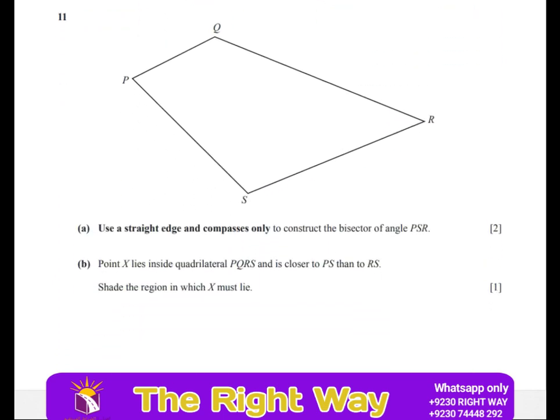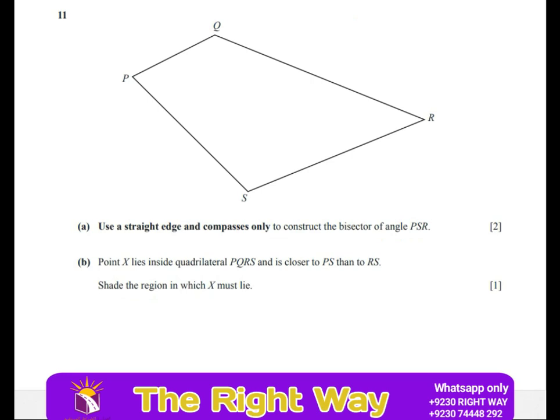Question number 11. Use a straight edge and compass only to construct the bisector of angle PSR. Point X lies inside the quadrilateral. So first of all, I am going to solve part A, then I am going toward part B. For A, you are going to construct the bisector of angle PSR.